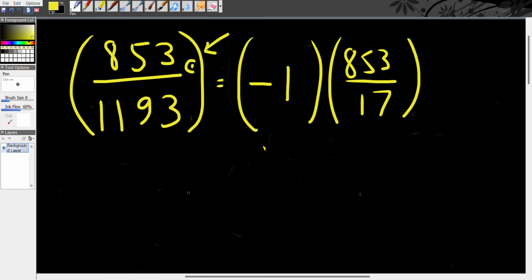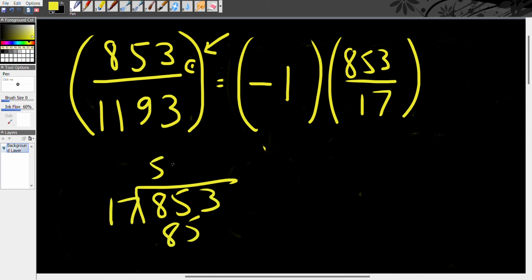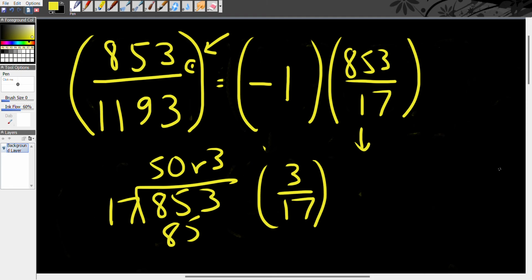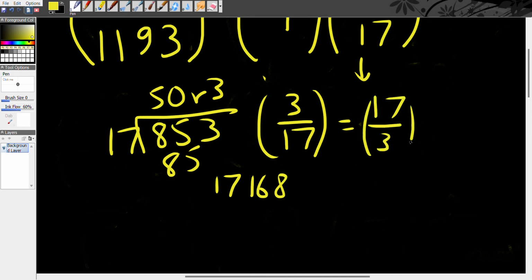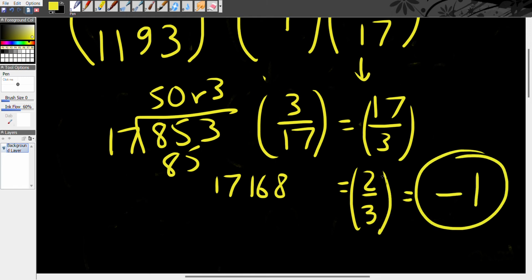And then let's divide 853 by 17. I think this is 5, so this is remainder 3. This is (3/17). Now, can we flip this without a -1? 17 minus 1 over 2 is 8. Yes. And this is (2/3), which we just calculated, and it's -1.